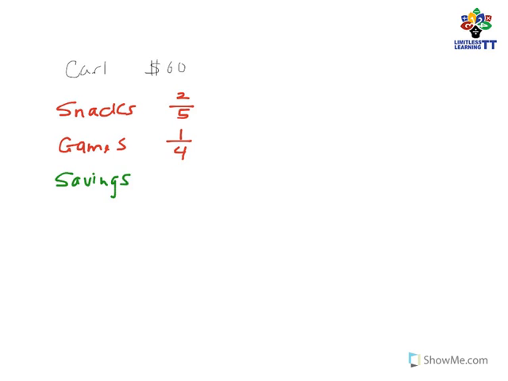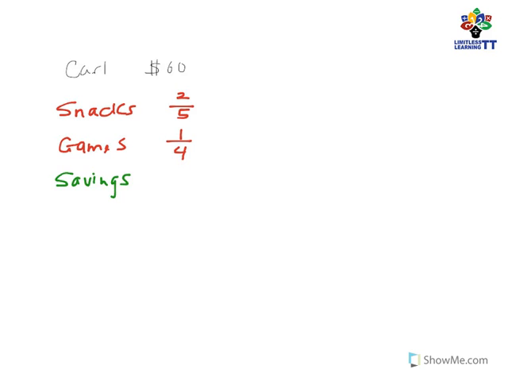So Carl initially has $60. Then he spent on snacks 2/5, and on arcade games he spent 1/4, and then the remainder is savings, and we don't know what the remainder is. Okay, so we need to find the remainder. What we can do is add up snacks and games, and we can take that away from our whole, which is 1, right? Because we're talking in terms of fractions.